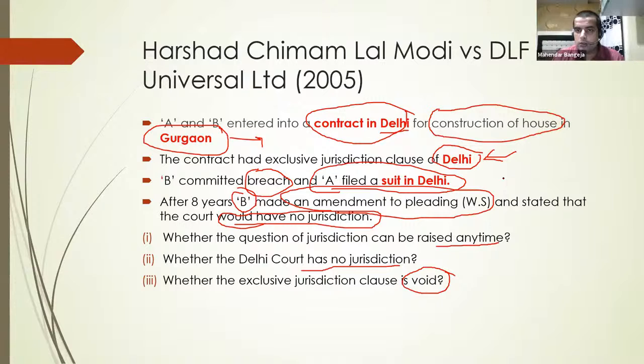Delhi has jurisdiction, Shruti says. Dhanashri says yes to one. Kinjal says yes, no, it cannot be raised at any time, and Delhi can have jurisdiction. Maithili says that Delhi has no jurisdiction.